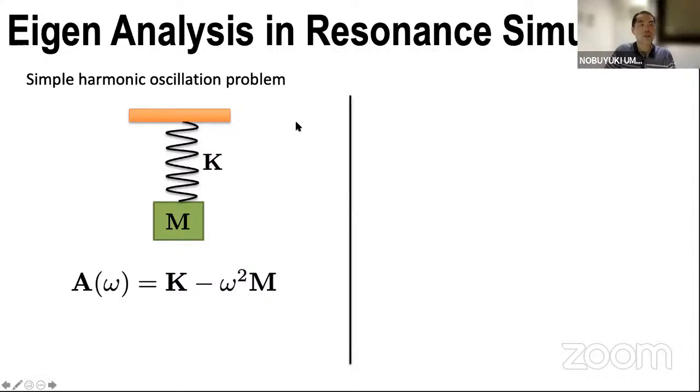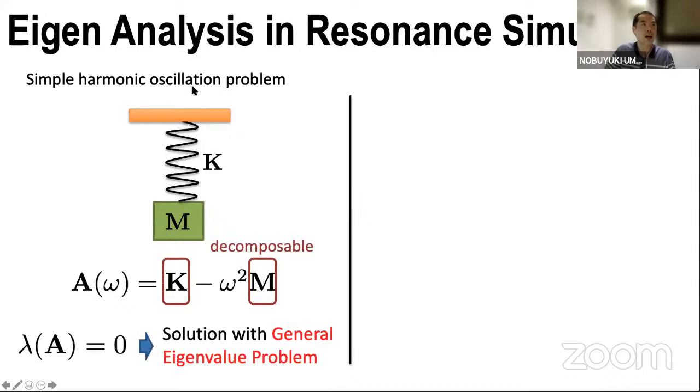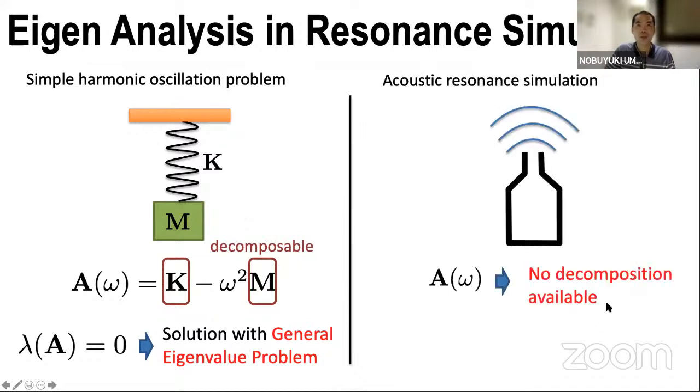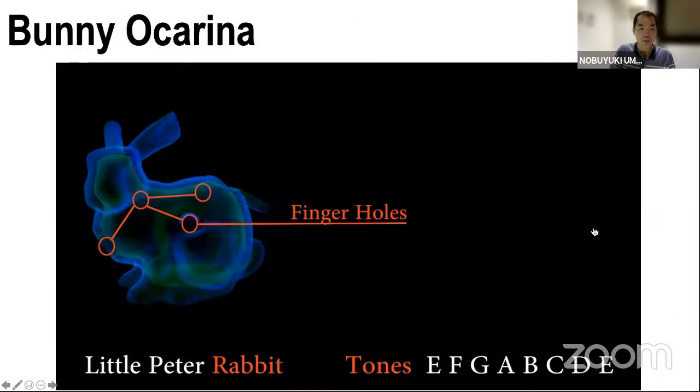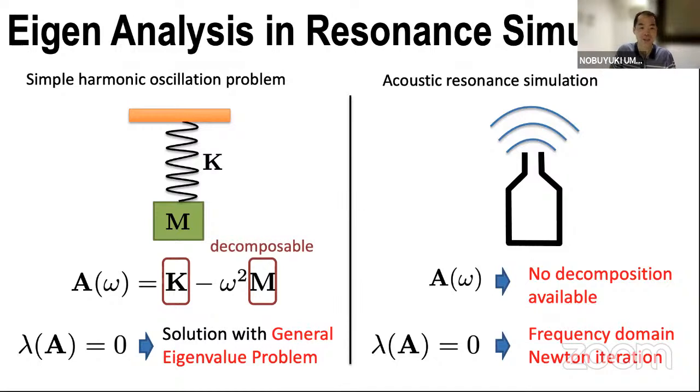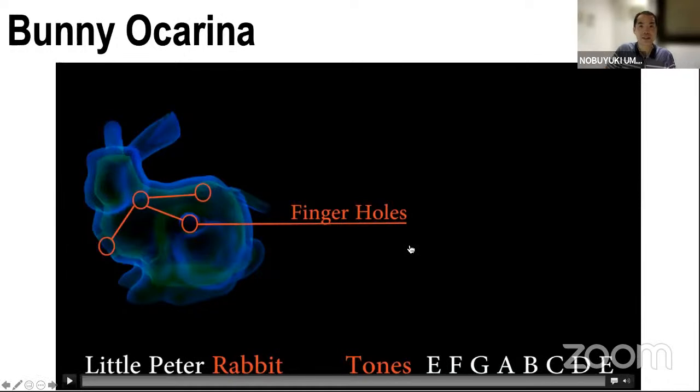Achieving this real-time feedback for sound simulation is very challenging because this is a three-dimensional problem. But here we draw some inspiration from harmonic oscillation. We use the Helmholtz equation to model the acoustic resonance, and we use a generalized eigenvalue problem in the frequency domain to find the roots of this function to identify the resonance frequencies. Of course, there is very complicated mathematics involved, so if you are interested, please look at the paper. And here is an example of the designed musical instrument.